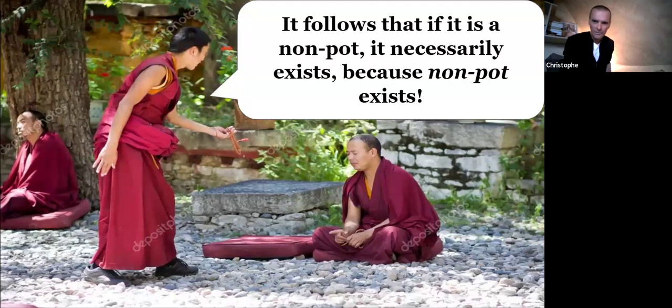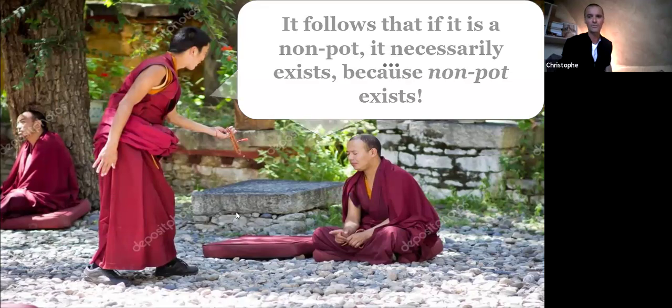Okay, so why? Here the challenger is trying to trick the defender. It follows that if it is a non-pot, it necessarily exists because non-pot exists. So the reason is established. The subject non-pot exists, but that doesn't prove that if it is a non-pot, it has to exist. It's more or less the same with existent. The subject existent is permanent, but if it is an existent, it's not necessarily permanent.